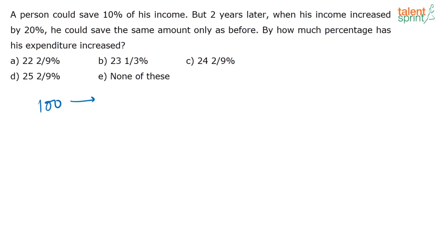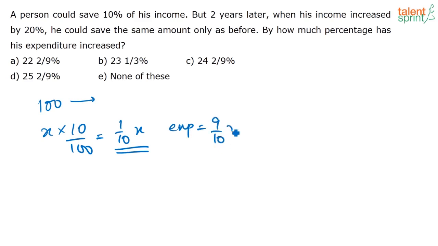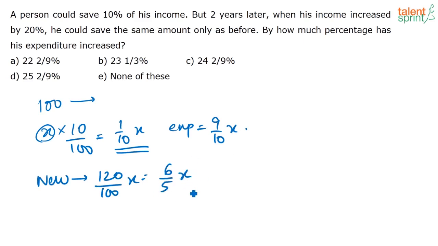Now if you are taking the salary as x, then his saving is x into 10 by 100, that is equal to 1 by 10 x. So this is his saving, correct? Now what is his expenditure here? His expenditure is 9 by 10 of x. So in the first case, when his salary was x, he was saving 1 by 10 x, so his expenditure is 9 by 10 x. Now his income is increased by 20%, or 120 by 100 of x, that is equal to 6 by 5 of x. That is his new income.